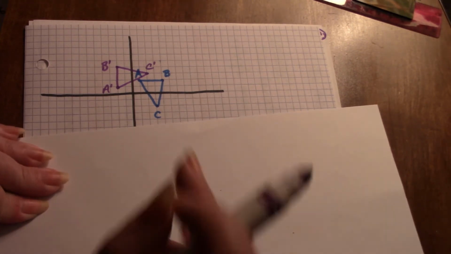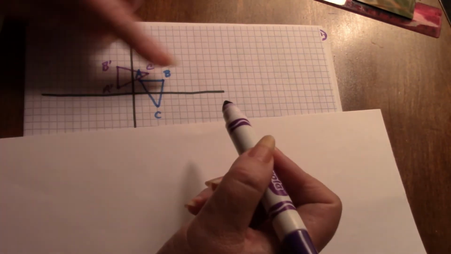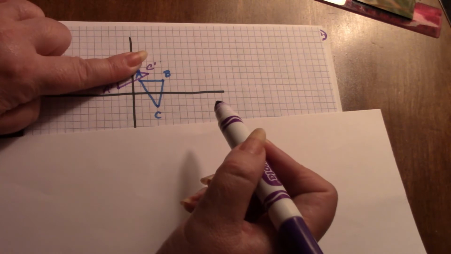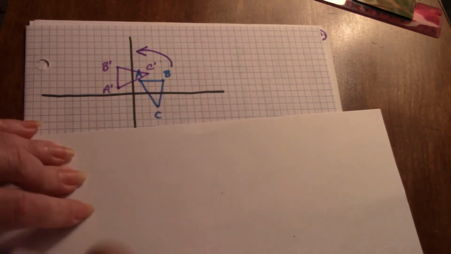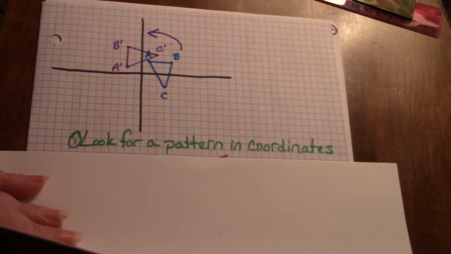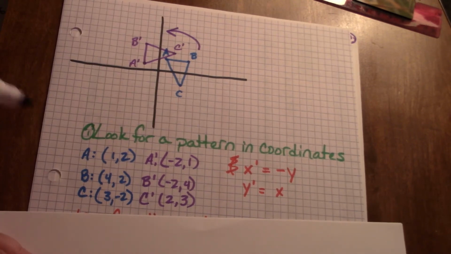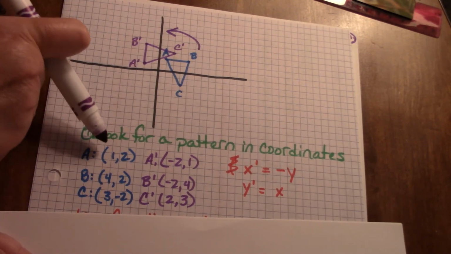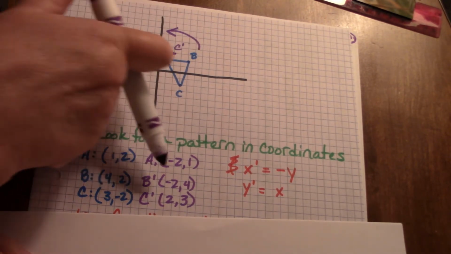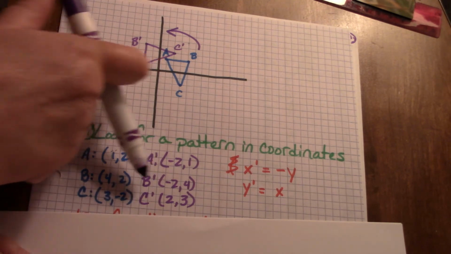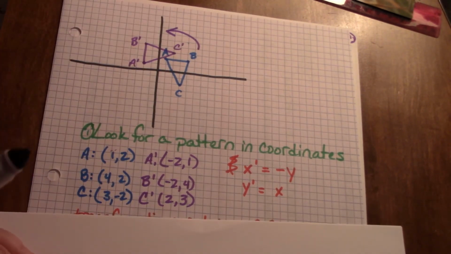Let's take it apart. We're going from ABC to A'B'C'. We are actually rotating this 90 degrees counterclockwise around the origin. So we want to figure out what's the pattern in the coordinates. Well, we have to actually look at the x's and y's. And I go from 1 to -2 and 2 to 1, 4 to -2, 2 to 4. It looks like I'm switching x's and y's. And I've got negative signs in there, so we've got to figure that out.